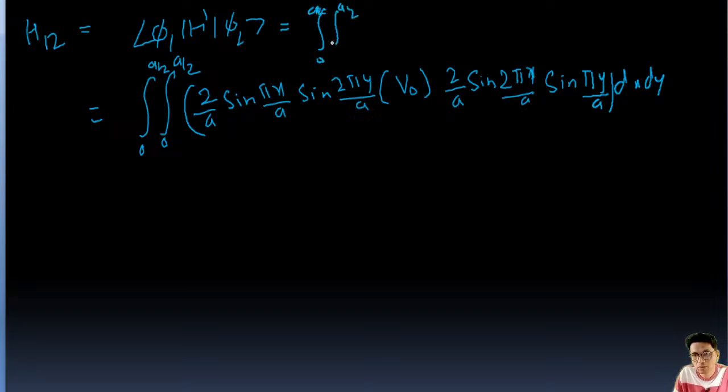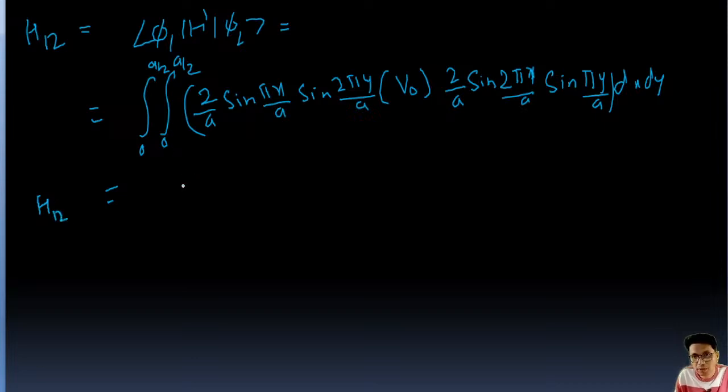Because we know here this is a double integration 0 to a by 2, 0 to a by 2, phi 1 star h dash phi 2 dx dy. Okay, it's in 2D, you know. Now we have put the value. Now we'll simplify it. So the calculation is lengthy here. This is going to be h12.